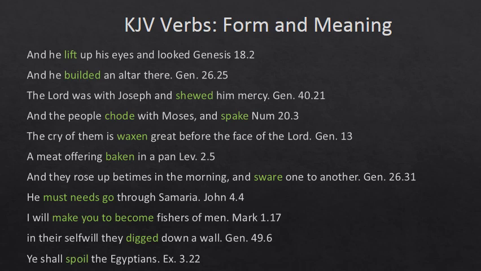Jesus says, "follow me, I will make you to become fishers of men." That's just a little different. "And they digged down a well." By the way, some good vocabulary terms, grammar terms to have as you talk about these forms. We talk about strong and weak verb forms in the past. All English verbs form their past tense either in the strong fashion or the weak fashion.